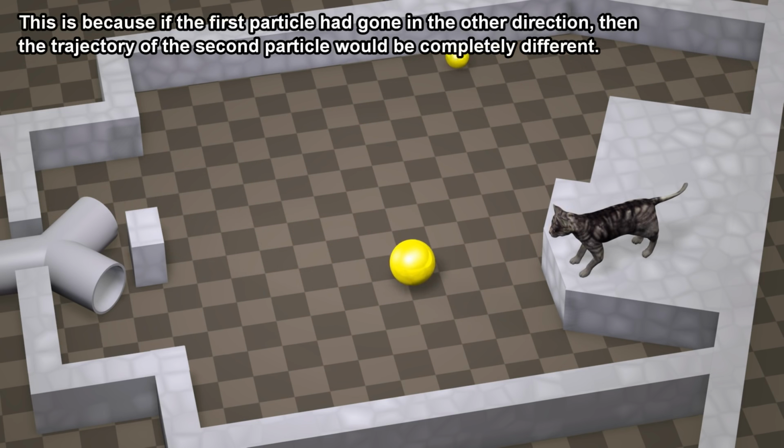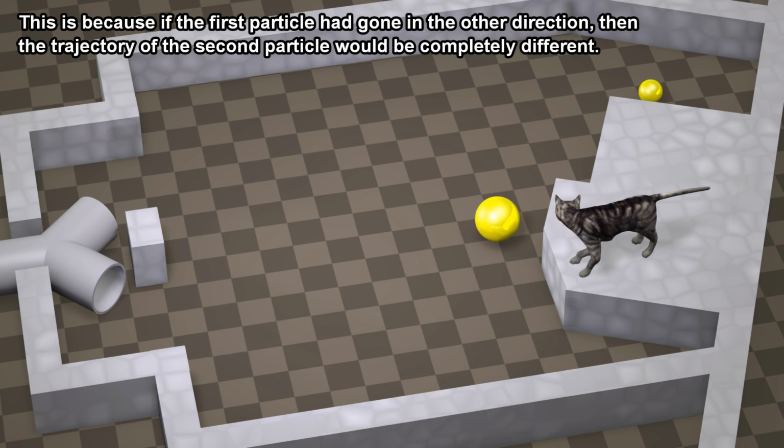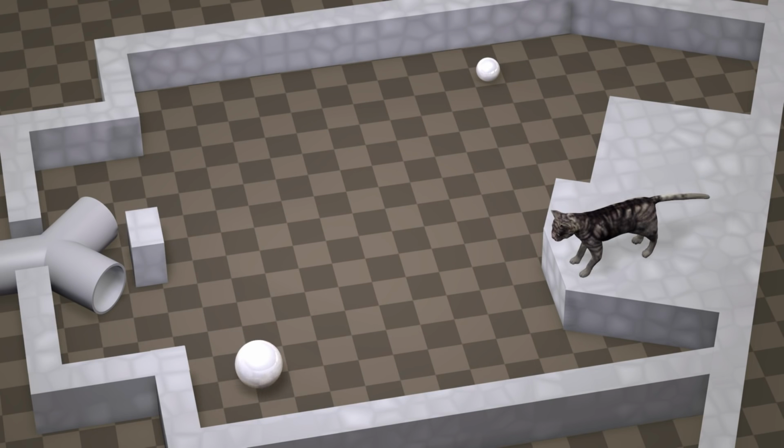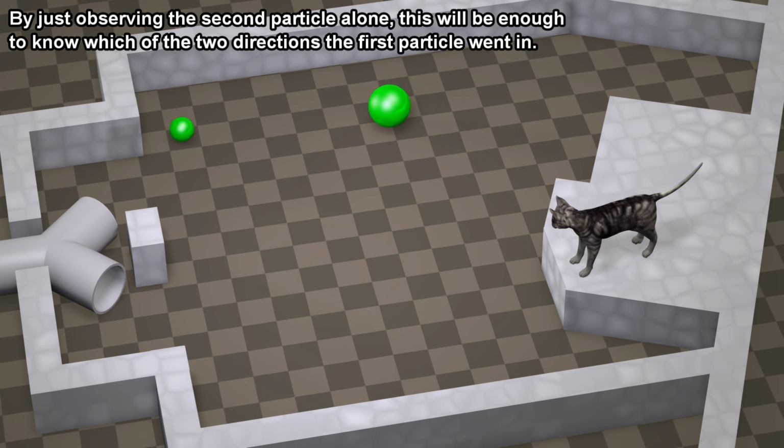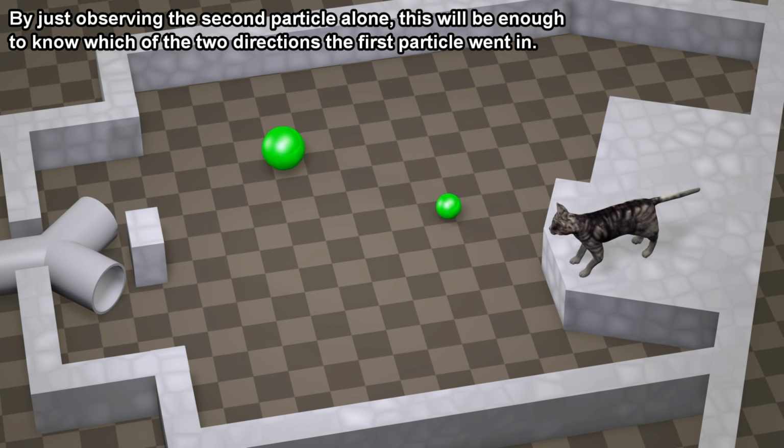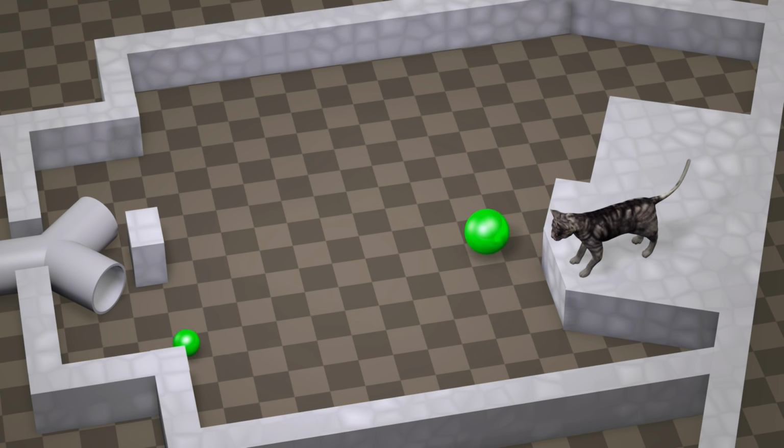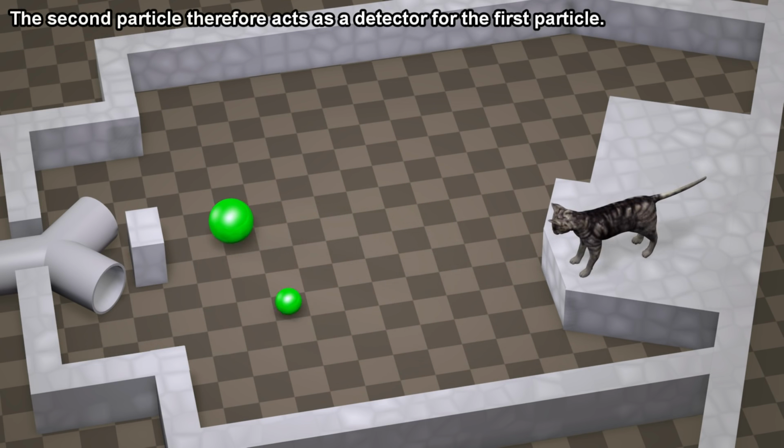This is because if the first particle had gone in the other direction, then the trajectory of the second particle would be completely different. By just observing the second particle alone, this will be enough to know which of the two directions the first particle went in. The second particle therefore acts as a detector for the first particle.